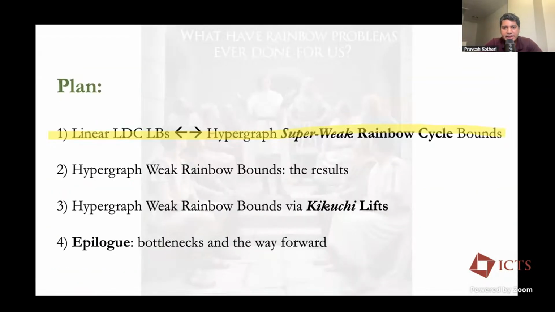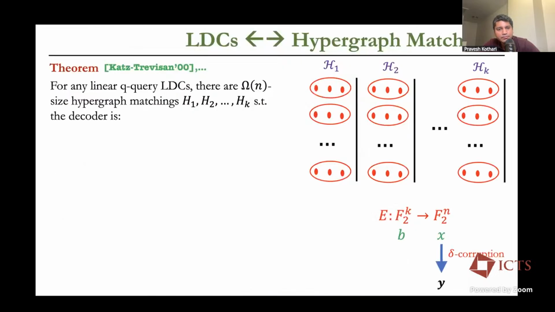Good. So in the next 10 minutes or so, I'm going to elaborate on this connection between LDC lower bounds and these rainbow hypergraph problems, and then tell you the results about them. Okay. So let's start by relating this LDC lower bound question to a question about matchings. We're talking about hypergraphs, so I have to connect it to hypergraphs somehow. This theorem is an observation that goes back to the first work of Katz and Trevisan, which began, in some sense, a proper study of locally decodable codes.